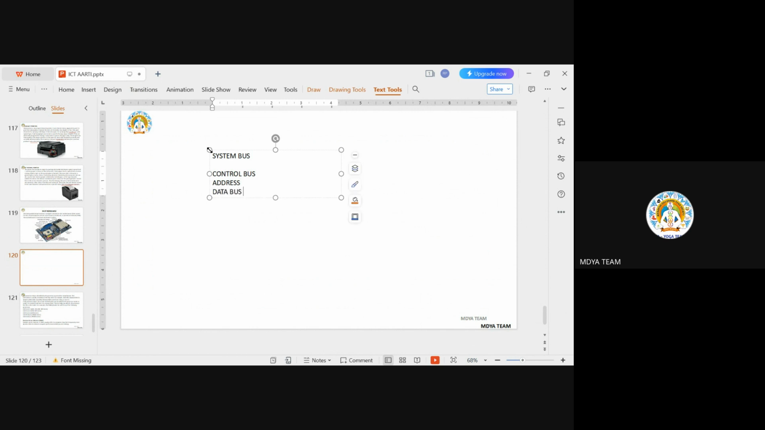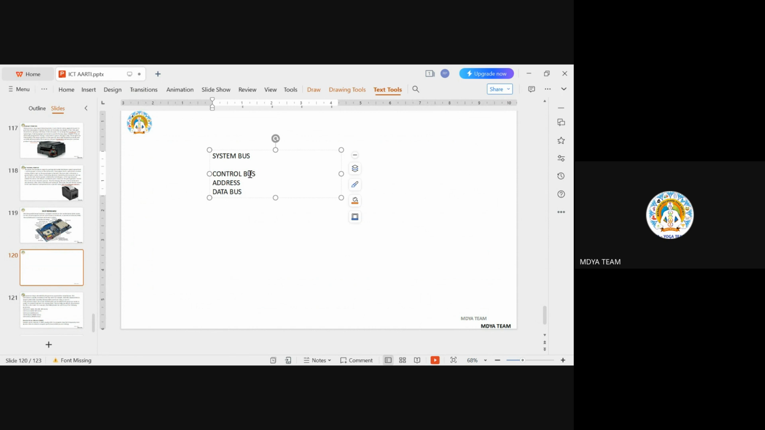Okay. What is a control bus? Suppose I am giving a command to the computer. Suppose I want to open my PPT. I just enter my PPT name, and what will the CPU do? The CPU will give the command to the other memories. I told you about memory mapping. So the CPU will command the other memories to find out that address.